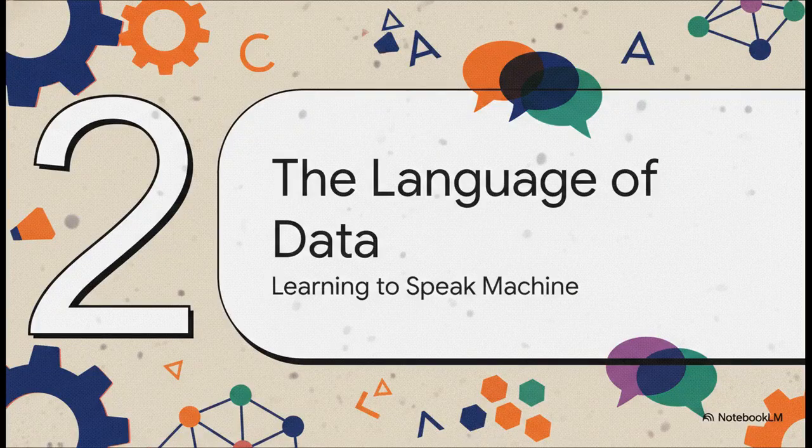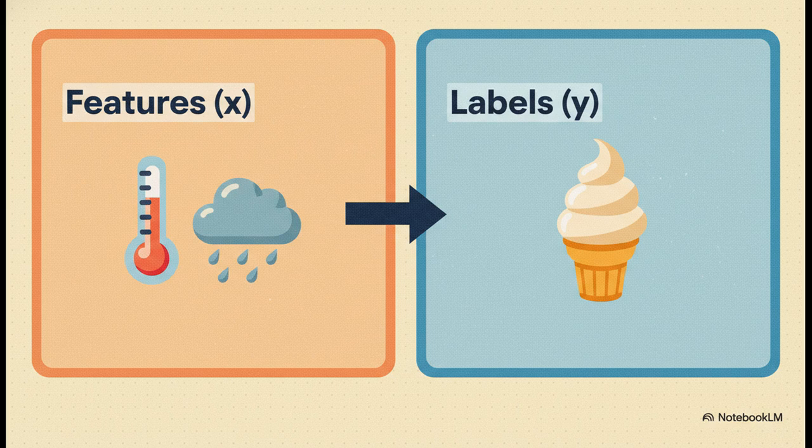Now, to really get how this all works, we need to learn a couple of key terms. Think of it as the basic vocabulary for speaking the language of machine learning. So, it all starts with two key ingredients. First up, we have features. Just think of these as your inputs, the data you already have, like the temperature or if it's raining. In the machine learning world, we usually just call these X.